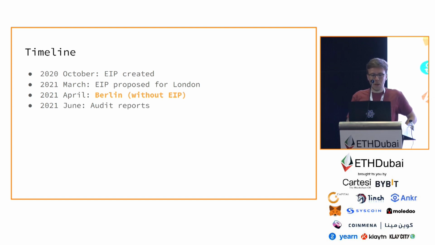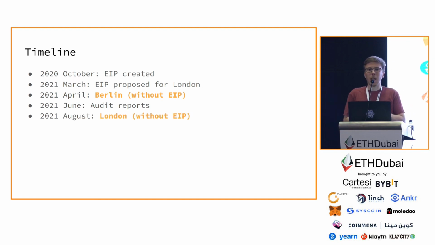But then people had some security concerns, so we also commissioned some audit reports that came back very positive for the EIP. But then, unfortunately, August came along and people decided London, that is already a big change, and we just don't have room for non-topical EIPs like EIP-3074. So the EIP was not included after all.